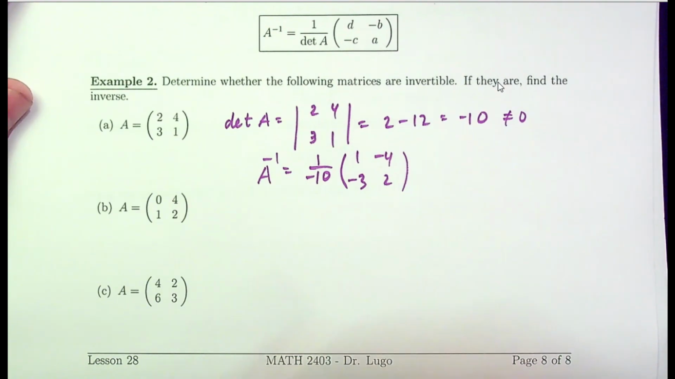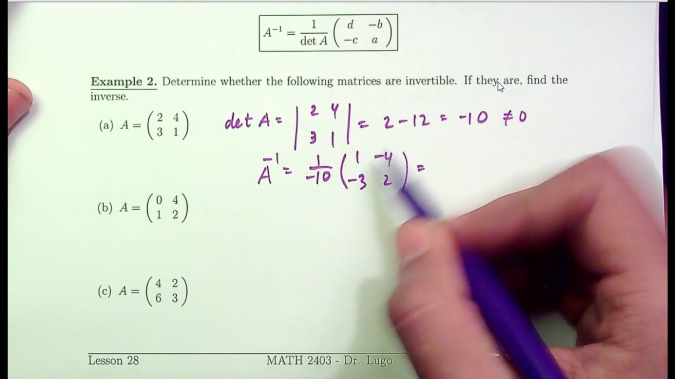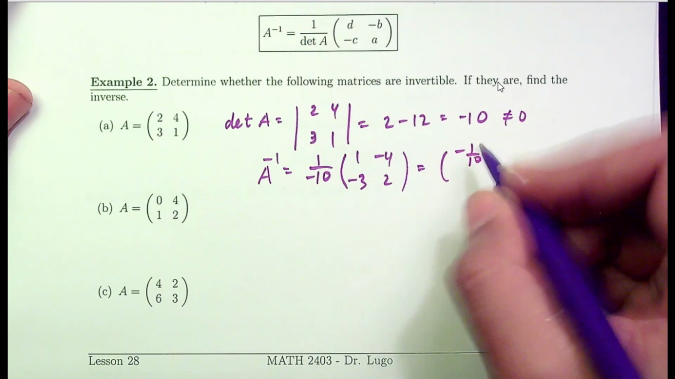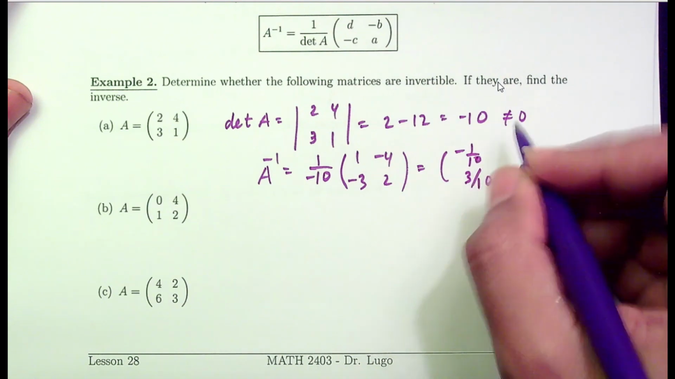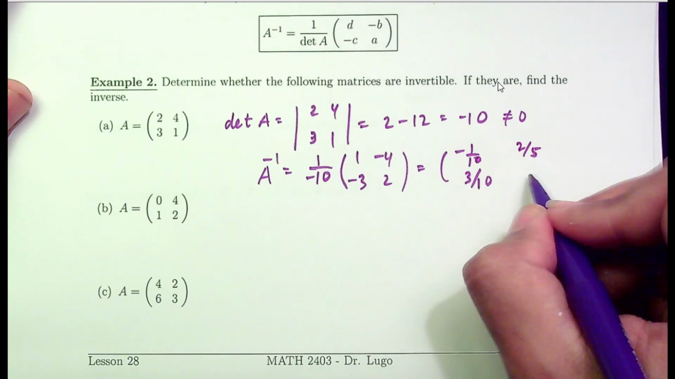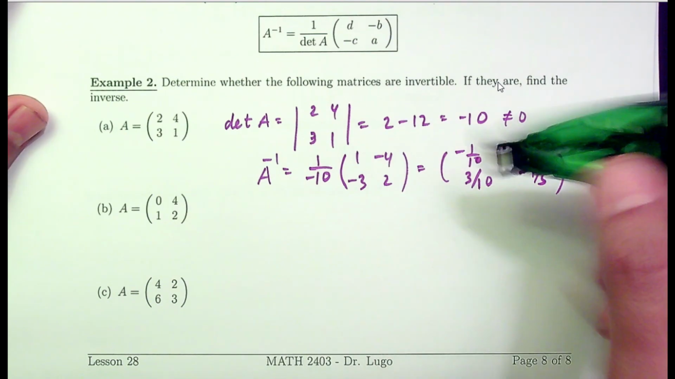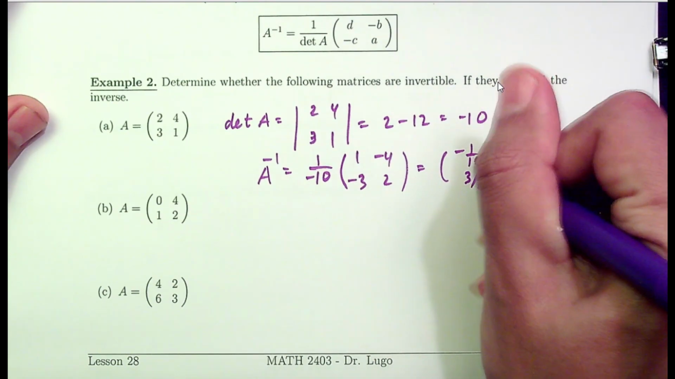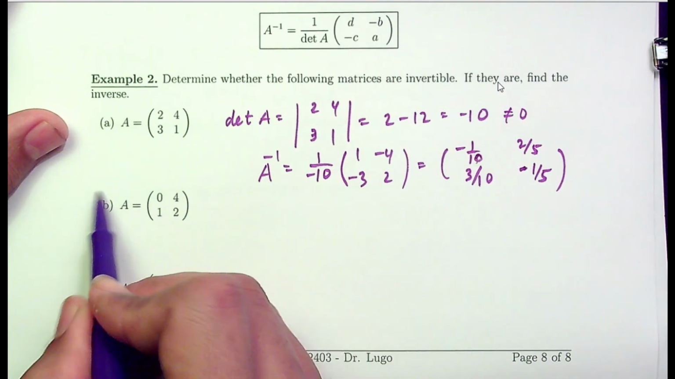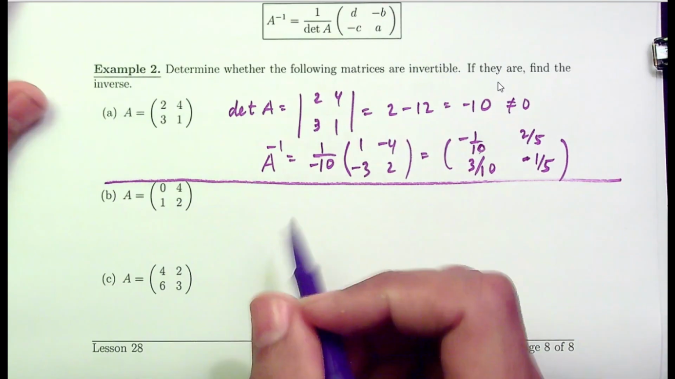That's it. We normally distribute this number right here to give the answer as an actual matrix. So this will be negative 1 over 10, positive 3 tenths. Multiplying that, you get 2 fifths positive, and then negative 1 fifth. Okay, and that's it. I just distributed the negative 1 over 10 and simplified. So that's the inverse. Okay, how about this one?